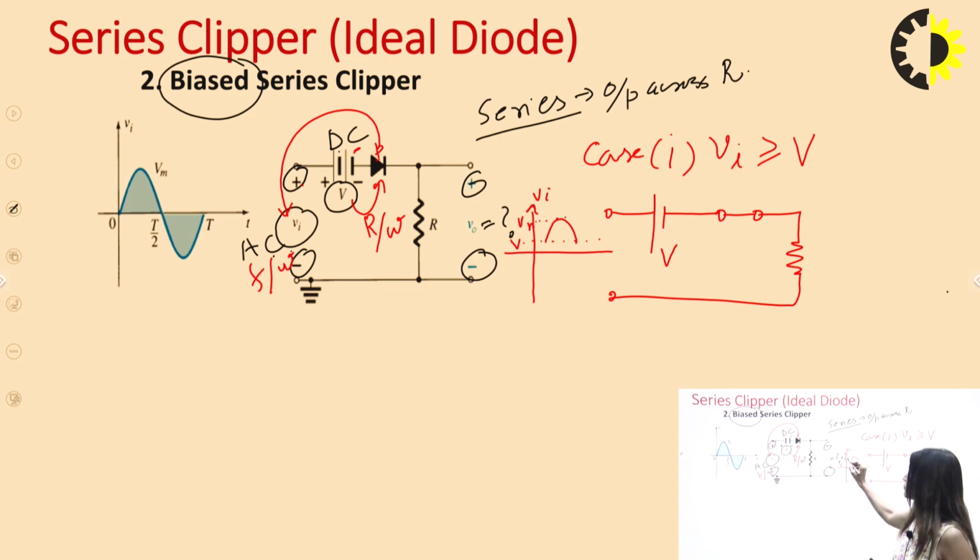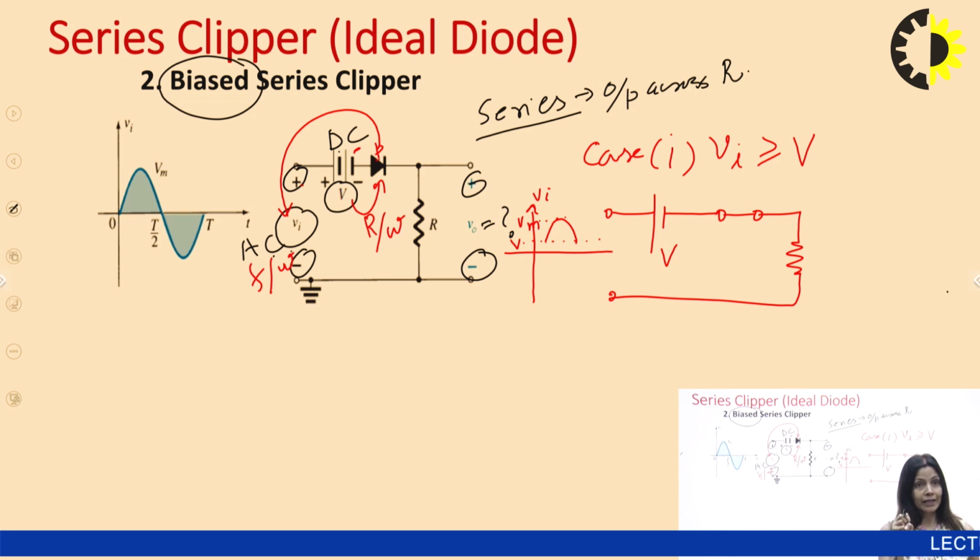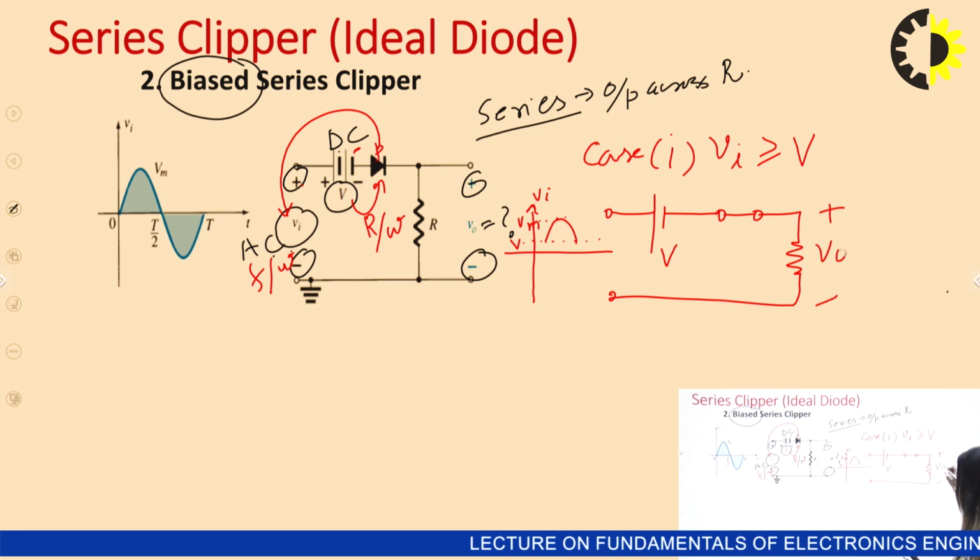Vn. That means for this part, when the input waveform is above voltage V, the diode is forward biased because voltage V was what it was doing. The AC will win over the battery when it exceeds the value of V. Now the diode is forward biased. Now I would like to find out the output voltage.